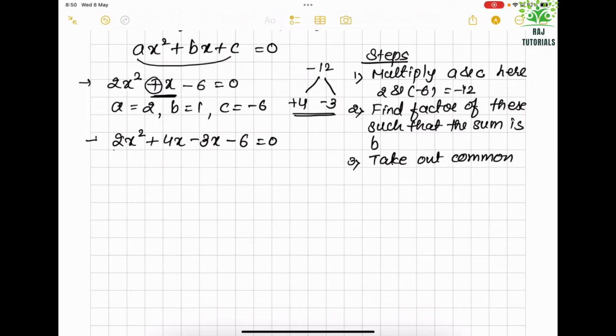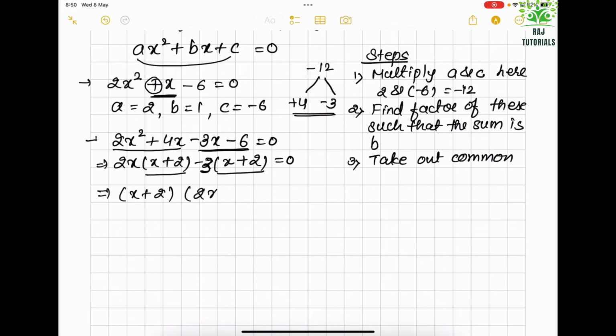Now what does this mean? From the first two terms, see what I can take common. Okay, I can take 2x common, so 2x(x plus 2). Now from these two terms, minus 2, I can take minus 3 common, so minus 3(x plus 2) equal to 0. Now both brackets I got common, so if I take the bracket common, (x plus 2)(2x minus 3) equal to 0.